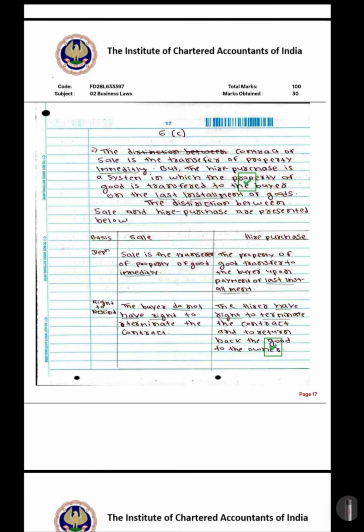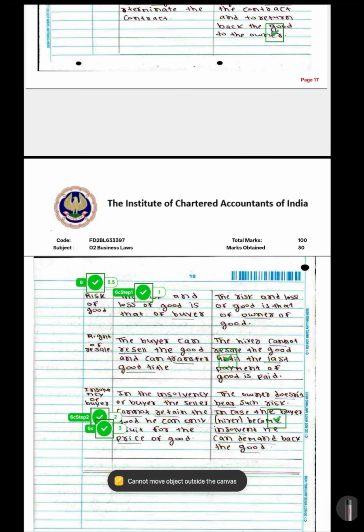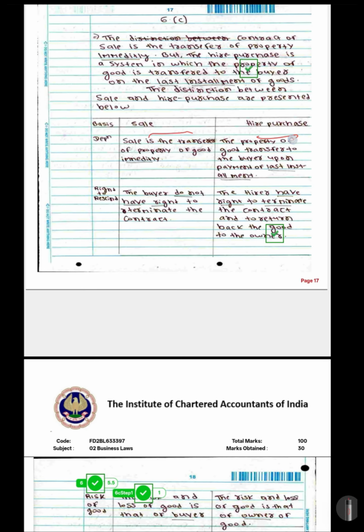And then I went to question number 6C, and the question was asking about hire purchase and the difference between hire purchase and sale. As you can see, I have written very few points about hire purchase, and nearly 5 points about the difference between sale and hire purchase. This is the mistake I made. The checker was expecting more about hire purchase, but I wrote only 5 to 6 lines about it, and then directly went to the difference between sale and hire purchase.